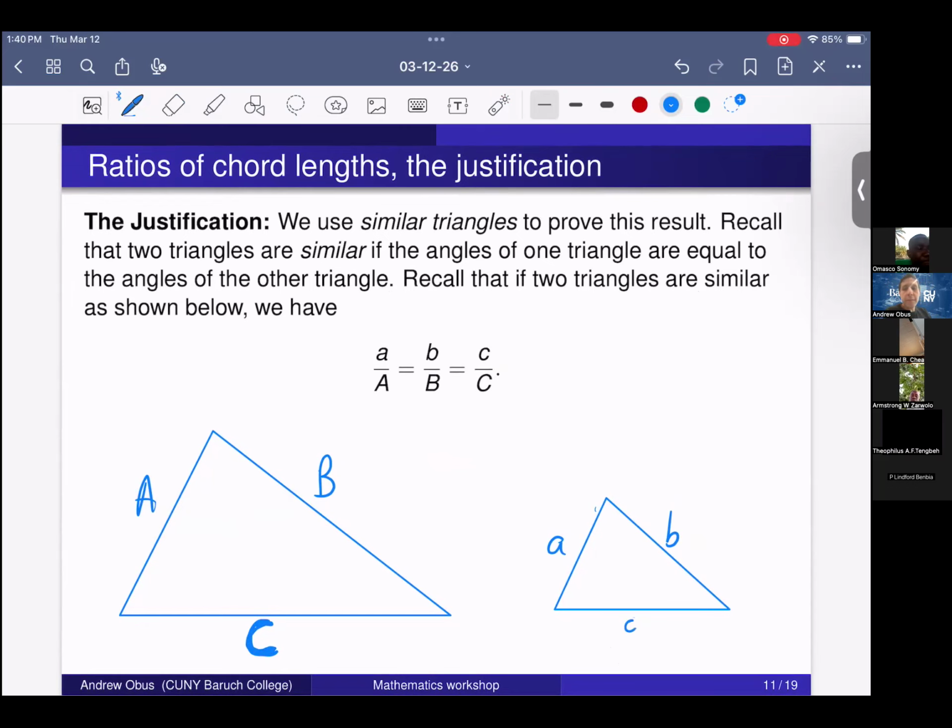So this is similar triangles, one of the most important concepts in geometry. These triangles are the same shape, they have the same angles, but they're not congruent because they don't have the same side lengths. What they do have is this common ratio. If you take the ratio between a side of one triangle and the corresponding side of the other triangle, that ratio is the same no matter which side you choose.